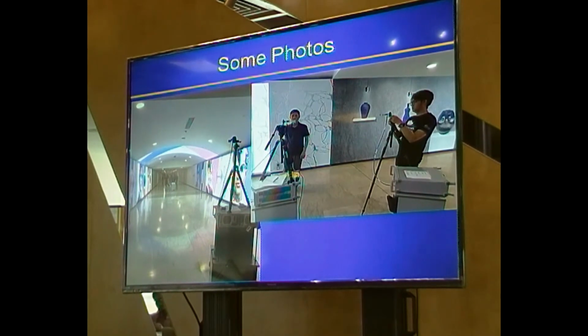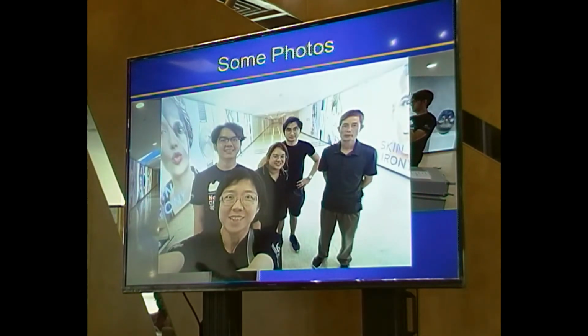And that's one student, Chiping, he's not here, and we're trying to align the transmitter and the receiver at the beginning, before the measurement. And finally we got it, so everyone is happy.